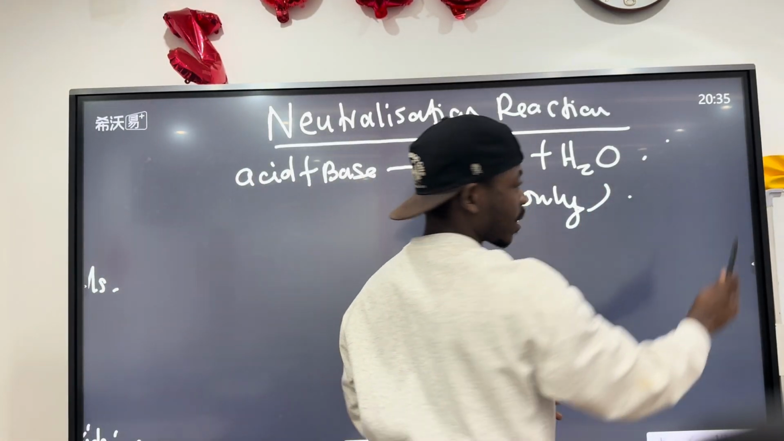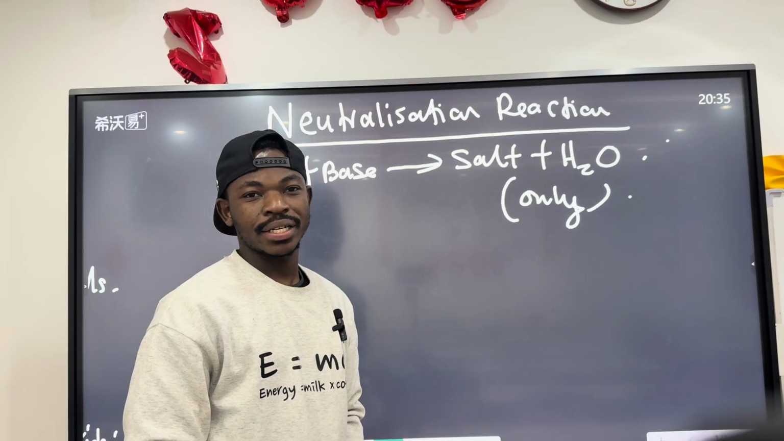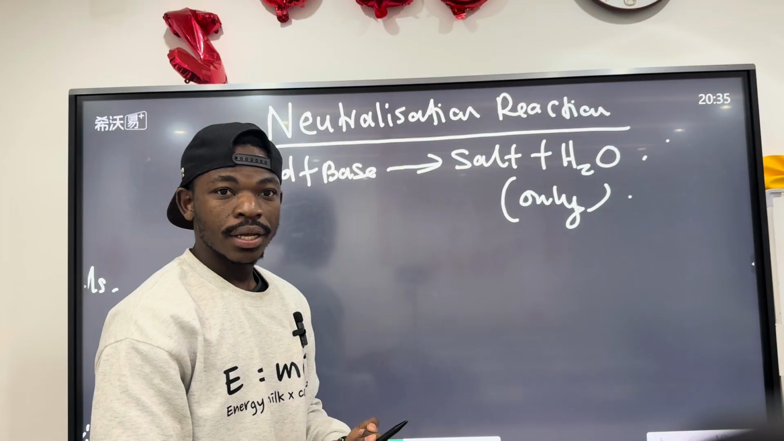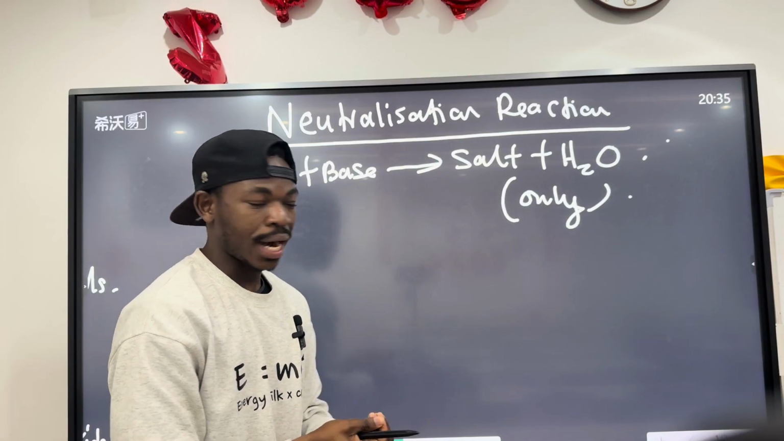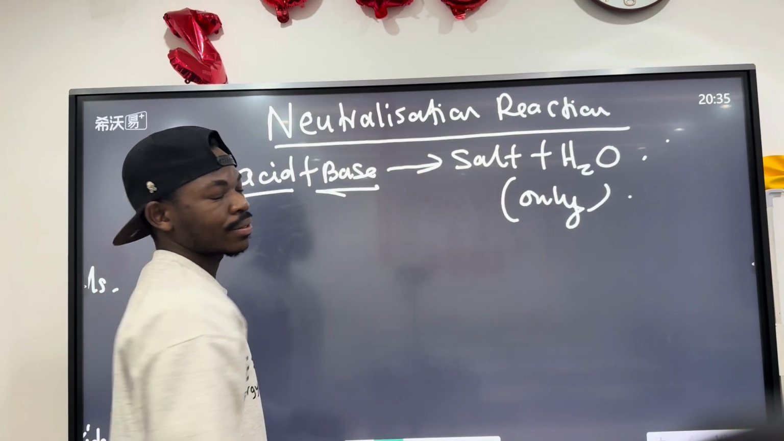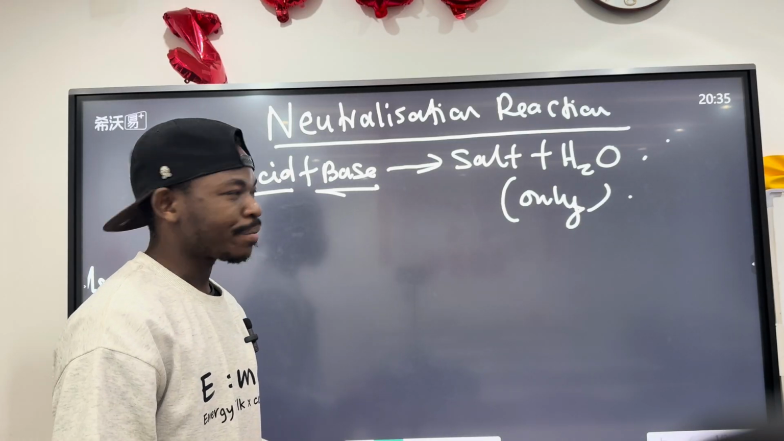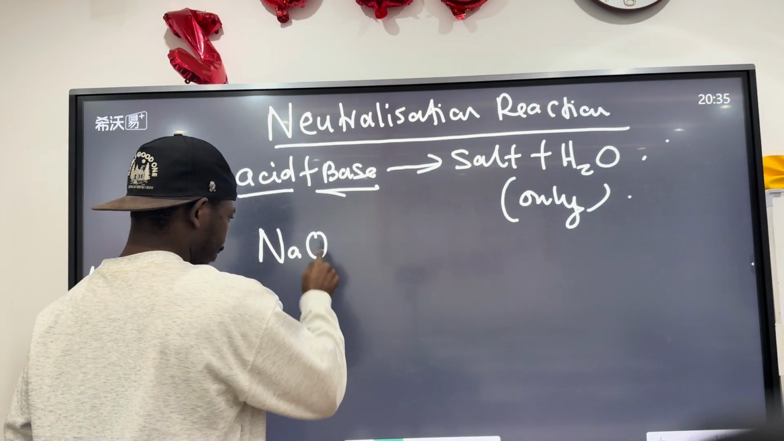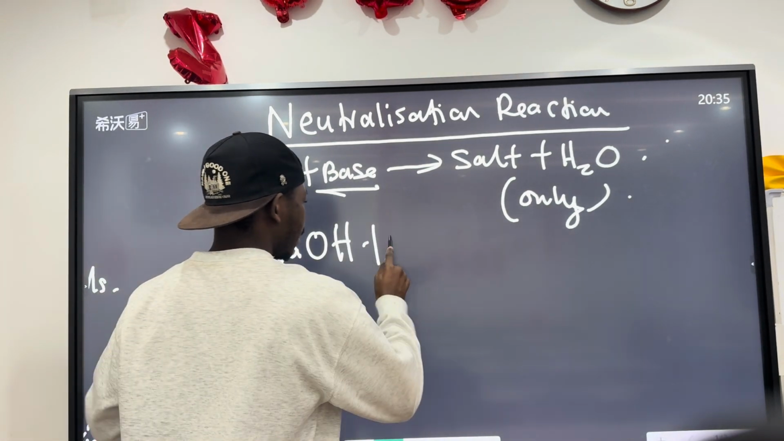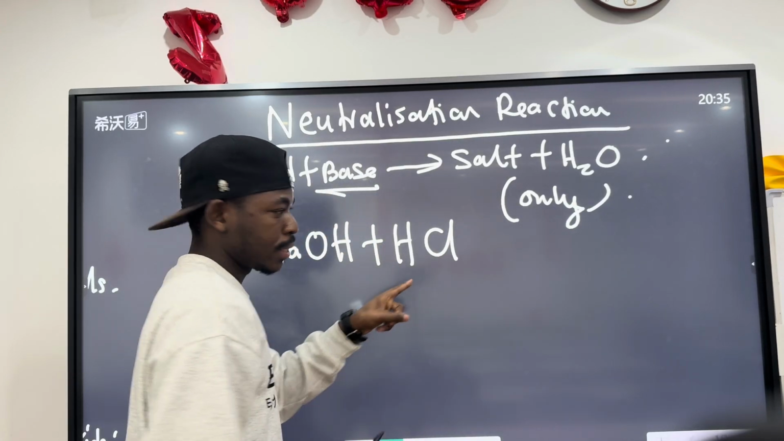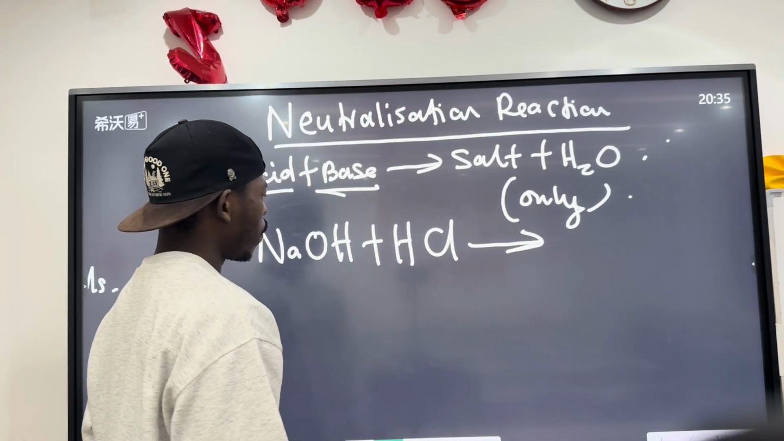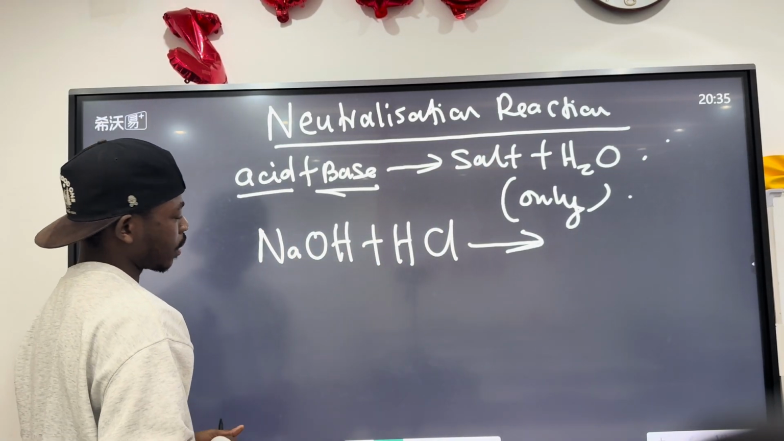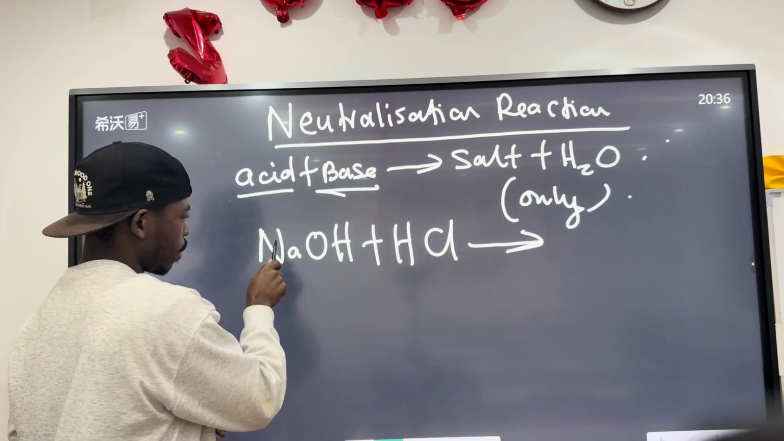If we have other substances that will be formed there, then it's not a neutralization reaction. A neutralization reaction results in the formation of what? Salt and water only. And what substances react? An acid and a base. I hope you understand that. So good examples of neutralization reactions: sodium hydroxide, a base, plus hydrochloric acid, an acid, reacts to form a salt. I'll give you a definition of a salt in just a moment. But what you're going to form here is sodium chloride.